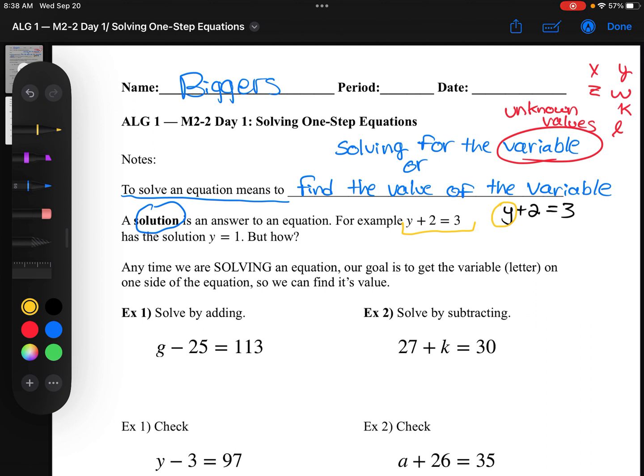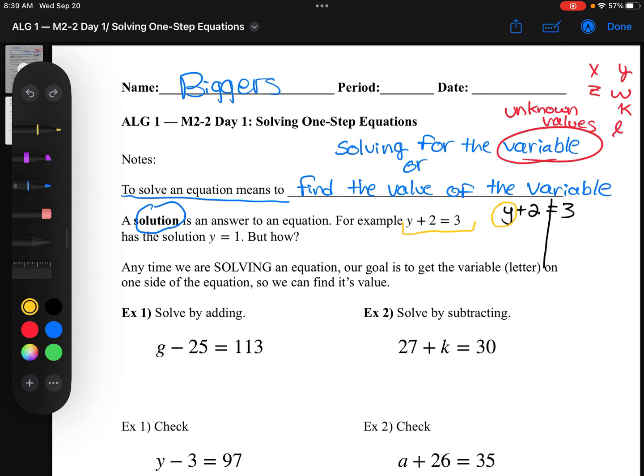To do that, I need to set up an equation. So I'm going to draw a line right down the middle through my equal sign, and I have two sides of my equation. I've got this side and I've got this side. I want to pick a side to get my variable on, and I want to pick a side to get everything else on, okay? So I want my variable to be on my left side here since it's already there. So this is where we have to think about opposite operations.